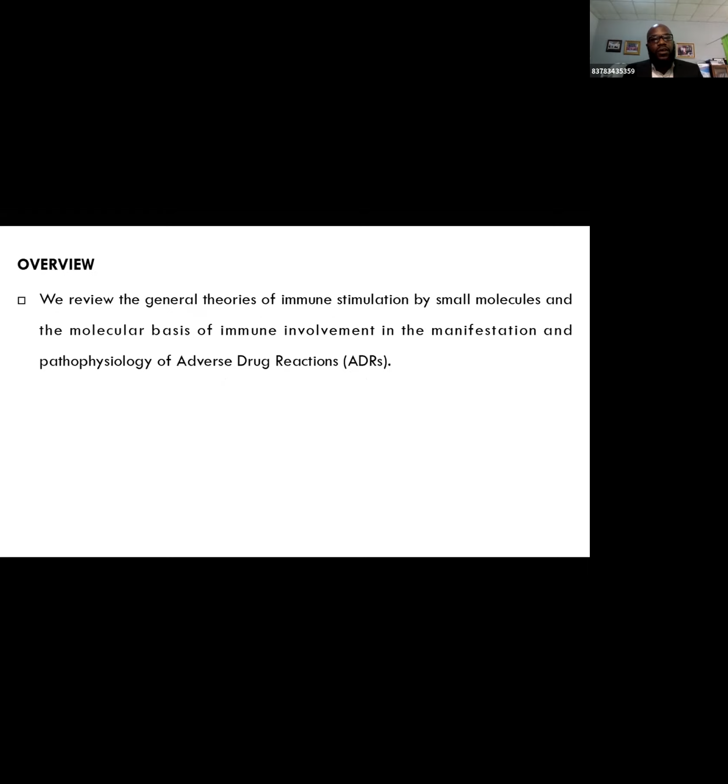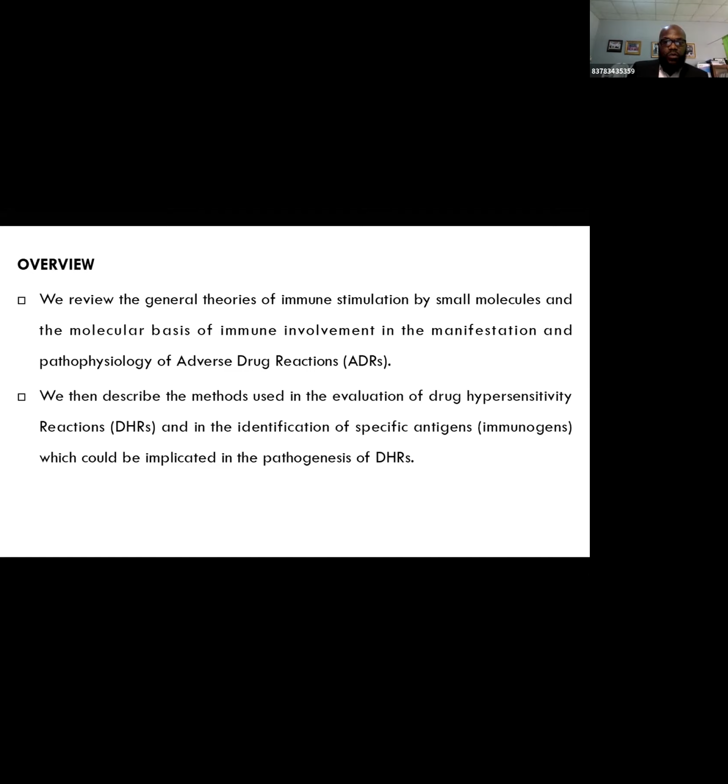For today, we're going to look at the general theories of immune stimulation of small molecules, and we are going to try and also understand some of the molecular bases of immune involvement in the manifestation and pathophysiology of adverse drug reactions that we observe from time to time. And then we will describe the most recent methods that are used in the evaluation of drug hypersensitivity reactions and how specific antigens or immunogens, as they're called, can be identified.